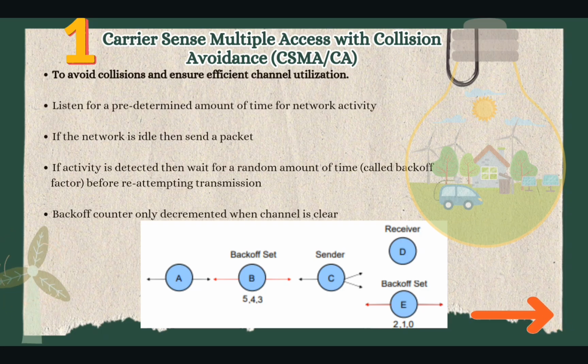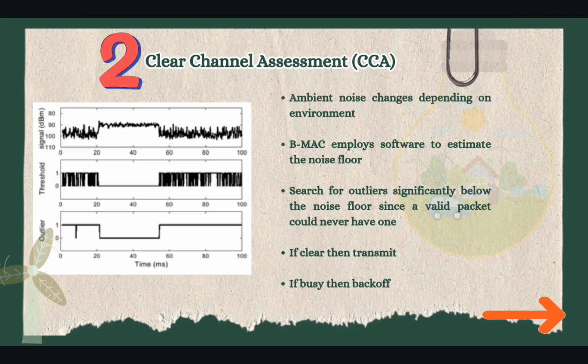First, carrier sense multiple access with collision avoidance, which is CSMA/CA. So the purpose of CSMA/CA is to avoid collision and ensure efficient channel utilization. Listen for a predetermined amount of time for network activity. If the network is idle, then send a packet. If activity is detected, then wait for a random amount of time, which is called the back-off factor, before re-attempting transmission. Then the back-off counter only decrements when the channel is clear.